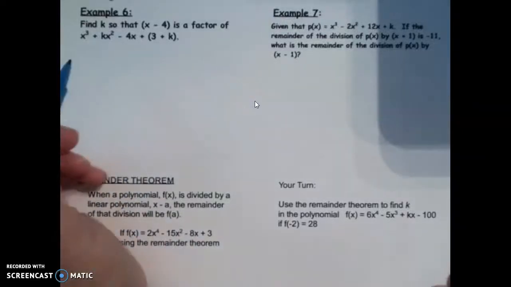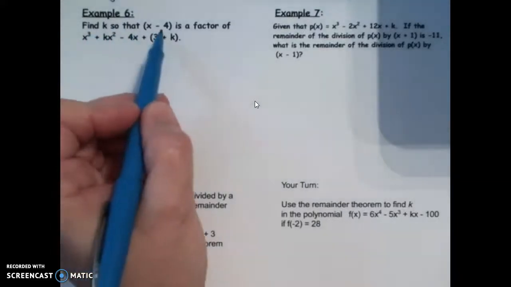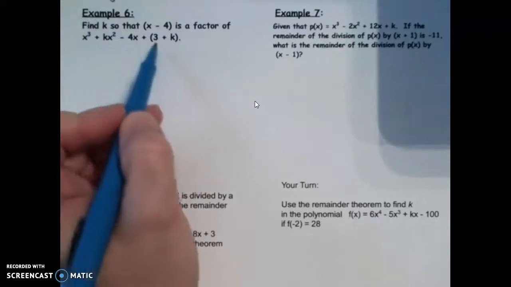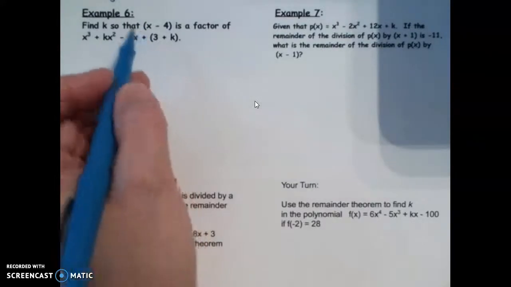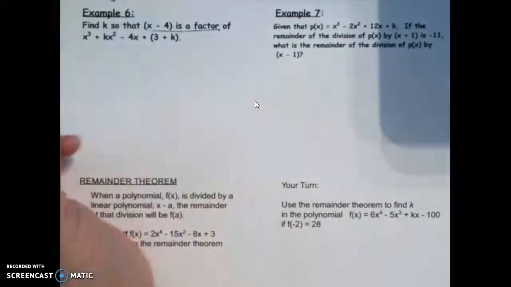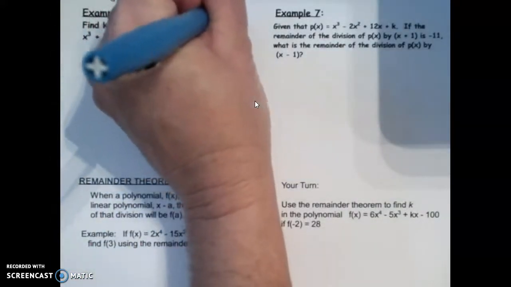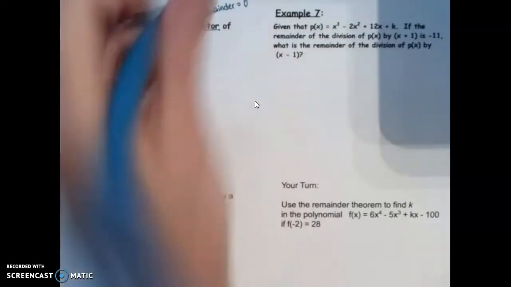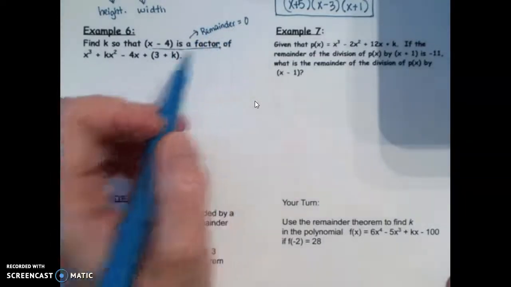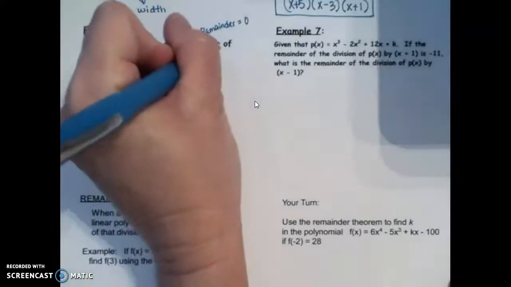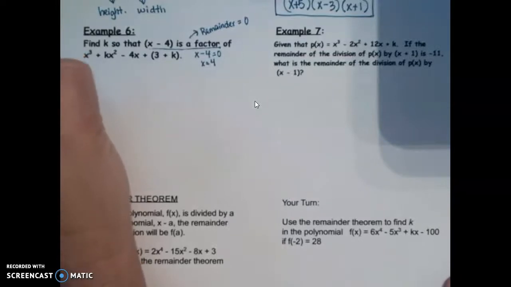Okay, so with example 6, a little bit different here, guys. It says find k so that x minus 4 is a factor of this polynomial that has k in it. What you need to pick up is that it says x minus 4 is a factor. Remember, if it is a factor, then our remainder is 0. So if it tells you it's a factor, then we know our remainder is 0. And if x minus 4 is our factor, we're going to set x equals 4 inside that box.